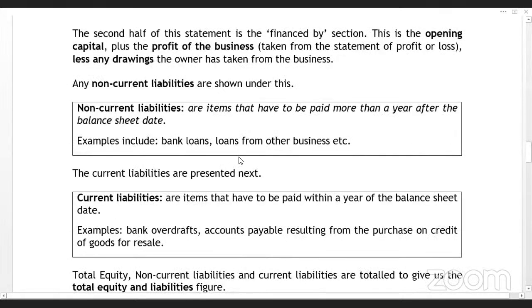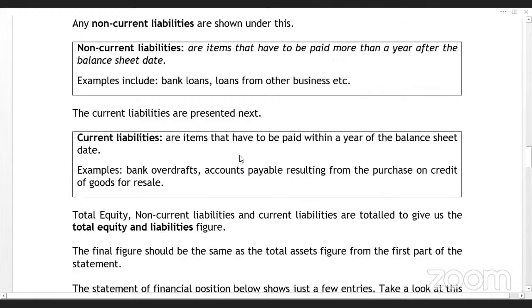Then we have to present the current liabilities next. Those are the items that have to be paid within a year of the balance sheet date. So the current liabilities, you expect to pay them within a period of 1 financial year, that is 12 months. Examples include the bank overdrafts, the accounts payable that result from the purchase of goods on credit for resale. Those are all current liabilities.